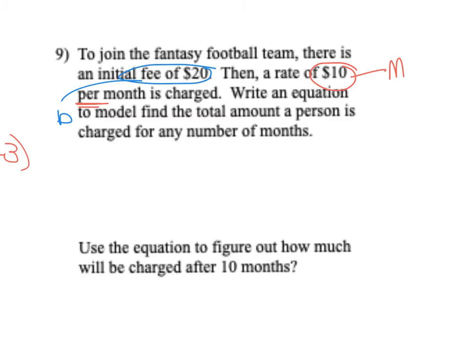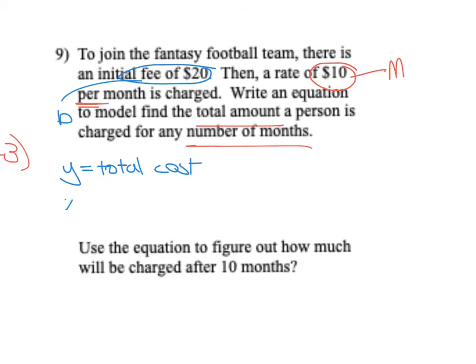It says write an equation to find the total amount a person is charged for any number of months. So in this case, there are two unknowns. We don't know the total amount, and we also don't know how many months they're a part of this team, which will affect that total amount. So the first thing I'm going to do is tell what Y and X represent so that I'm really clear with where I'm going in this problem. So Y is always going to be the total cost or the total amount of something. Okay, this is called defining your variable. Now my second unknown is X, which is the number of months.